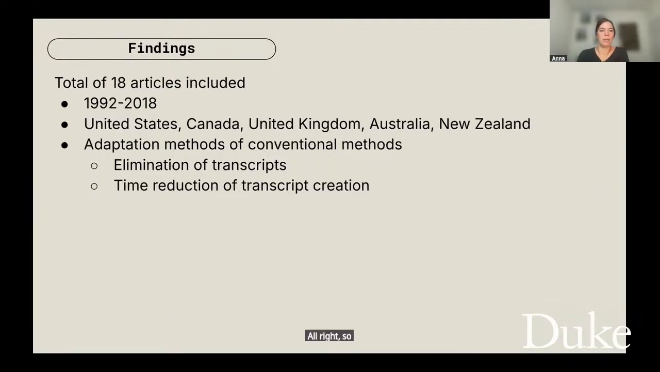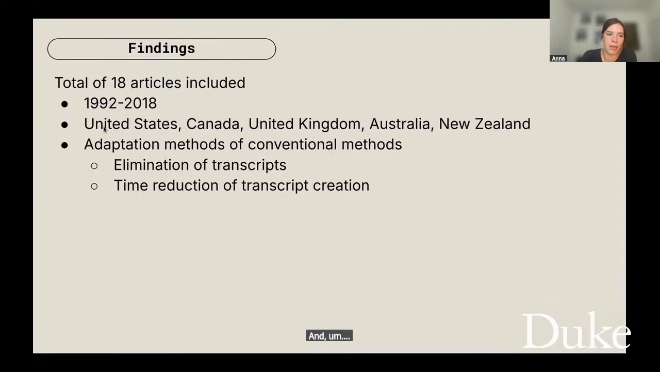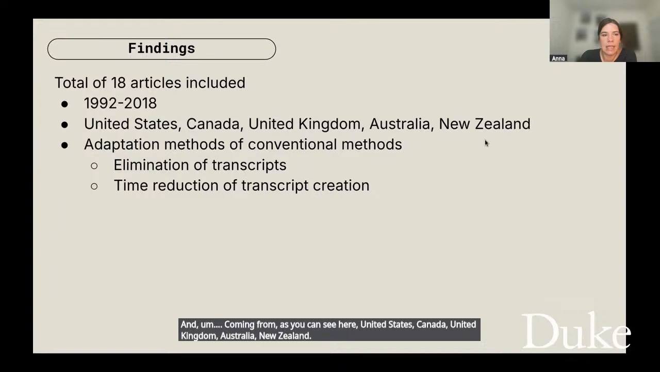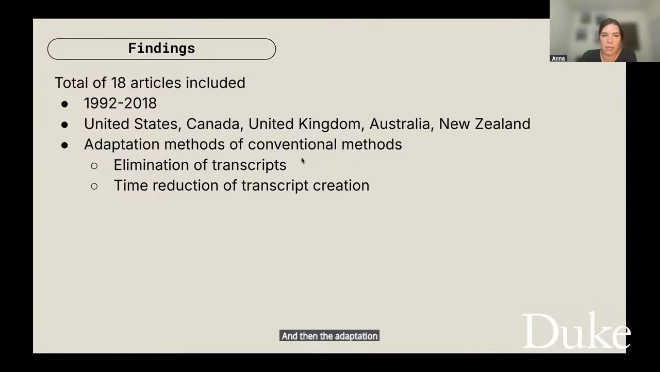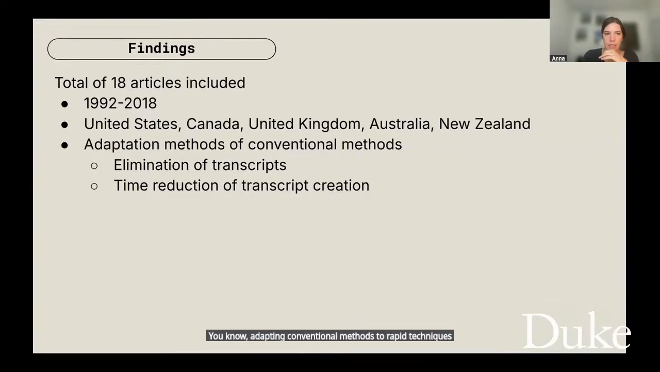All right, so with that approach, they ended up including 18 articles with a publication date between 1992 to 2018. And coming from, as you can see here, United States, Canada, United Kingdom, Australia, and New Zealand. And then the adaptation method that was used in all of these articles was either the elimination of transcript or the time reduction of transcript creation. And those two seem to be the main components of adapting conventional methods to rapid techniques and to save time.